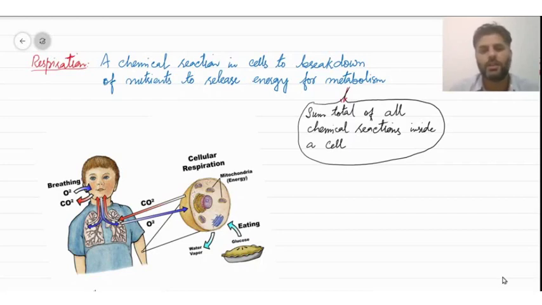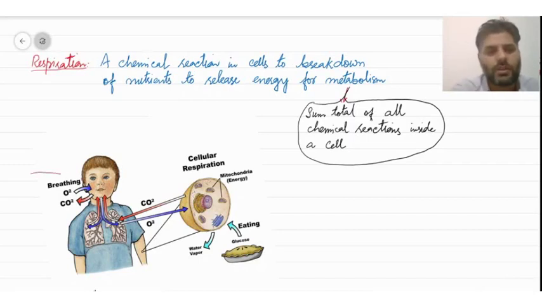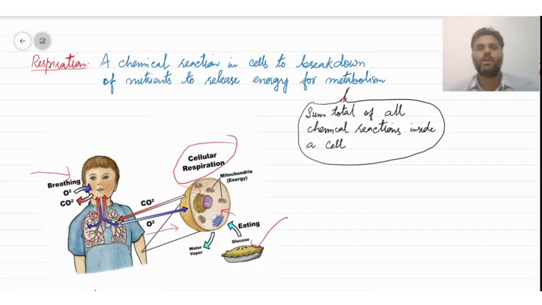Here in this picture, the boy is breathing in oxygen, taking it through the nose or through the mouth, and this oxygen goes to the lungs, and from the lungs it is transported to the cells. On the other side we are eating glucose, and that glucose also goes inside the cell, and with the breathing, oxygen is going inside. So here occurs the process called respiration. As it occurs inside the cells, it is also called cellular respiration.